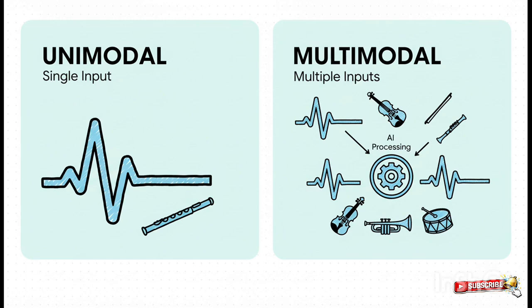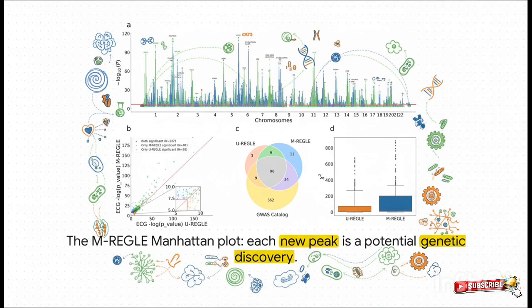The new approach, called multimodal, is about hearing everything at once. And a new method, REGLE, does exactly that. It listens to all the instruments at the same time to find harmonies, these connections that are completely invisible when you're just focused on one section. And wow, just look at the result.